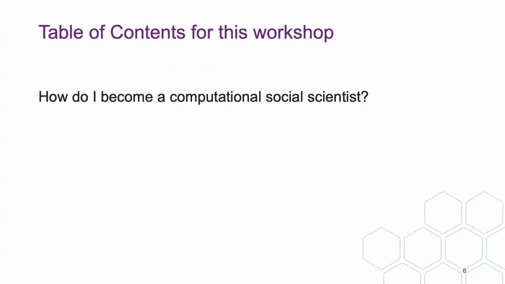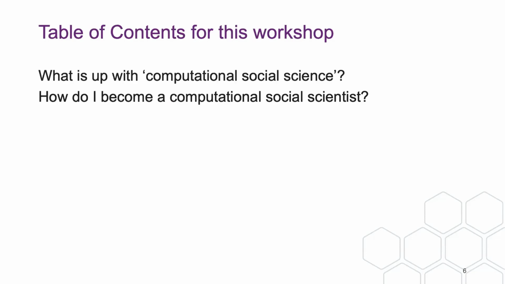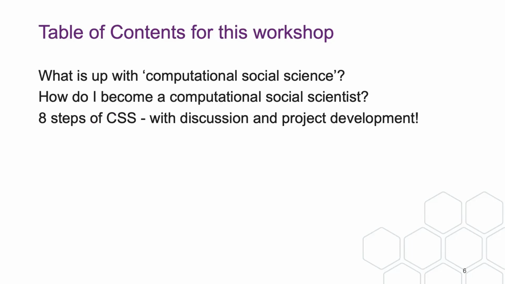Throughout this workshop we're going to be covering three main sections. The first one is what is up with computational social science? So what does this even mean? Then we're going to discuss a bit about how you actually become a computational social scientist. And finally, we'll cover the 8 steps of CSS, which is where we'll have the most interactive part of the workshop and where you can really get stuck in sketching out your own CSS project. And of course, at the end, there'll be time for final thoughts and any questions that you might have.